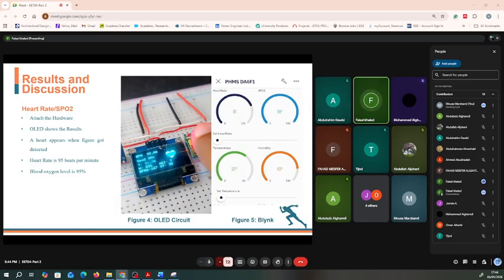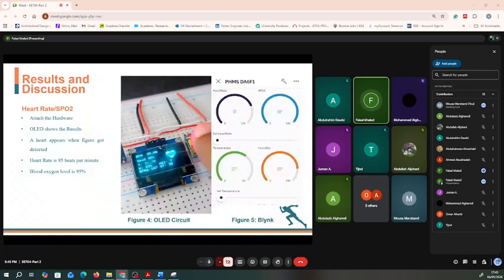That's the result and discussion. Heart rate and SpO2: we attach the hardware and the LCD shows the result. We can see here the heart rate is 91 and the SpO2 is 98. We set the threshold at under 95, and then an alert or message comes to the doctor.